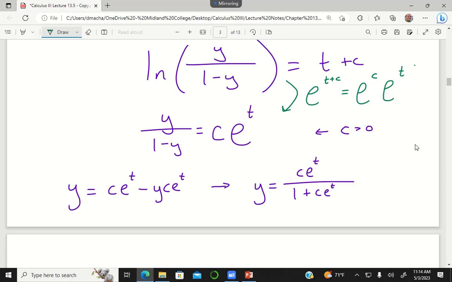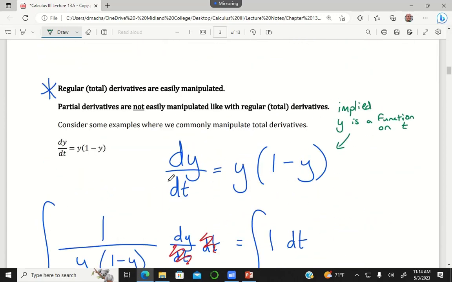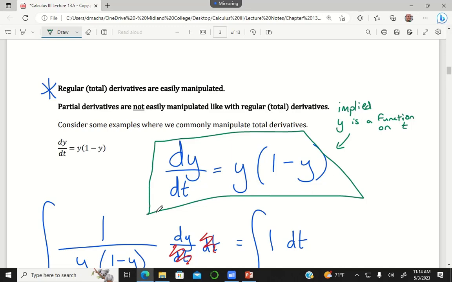So anyways, this is what you would call the solution to the differential equation. That function y as a function of t, that's the solution we found. That's the function or the family of functions that fits and works with this differential equation I started out with.